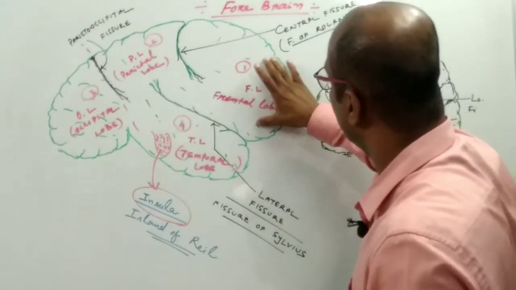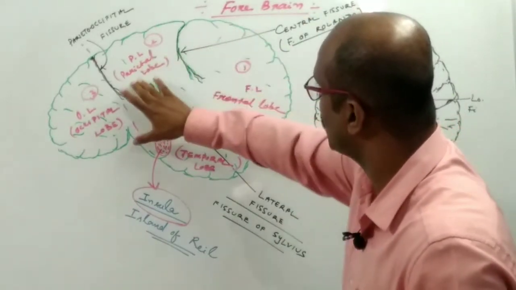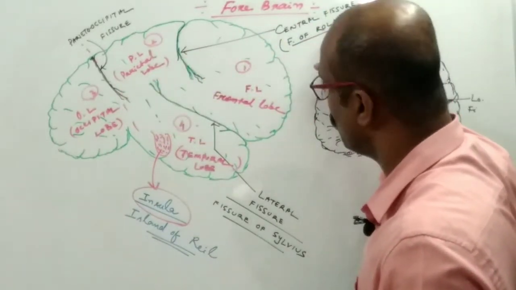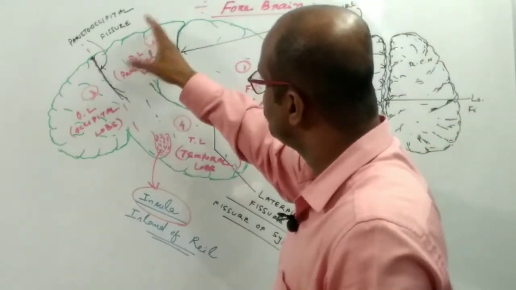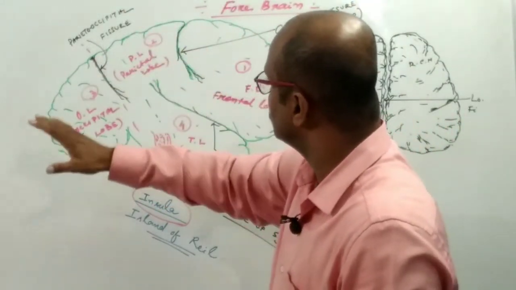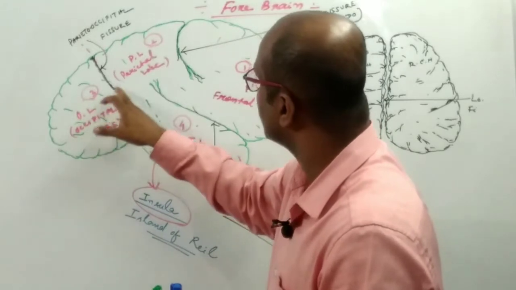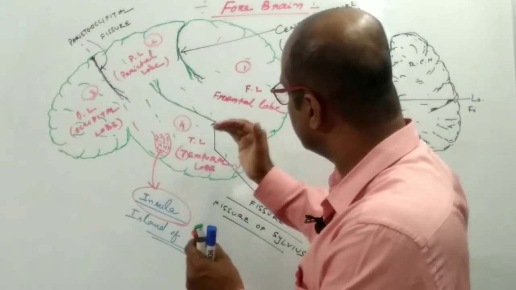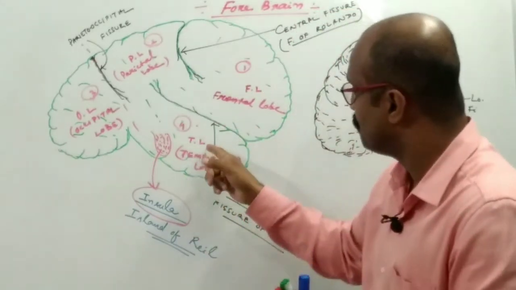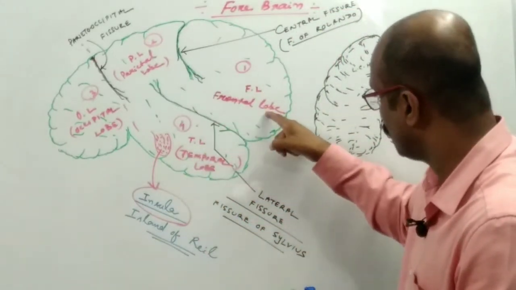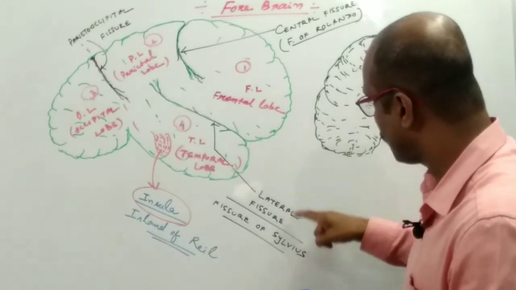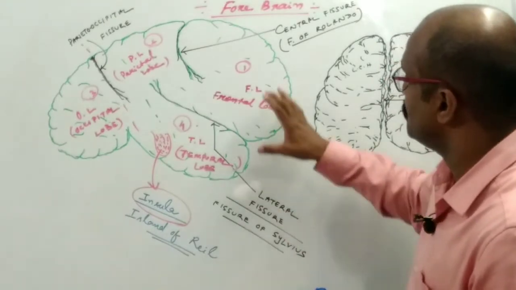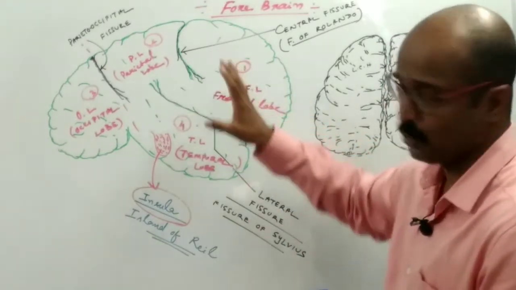One is the frontal lobe, which is separated from the parietal lobe by the presence of the central fissure or the fissure of Rolando. The parietal lobe is divided from the occipital lobe by the parieto-occipital fissure. And at the side, there is another lobe known as the temporal lobe, which is separated from the frontal lobe by the lateral fissure or the fissure of Sylvius. So these are the different fissures and 4 lobes.